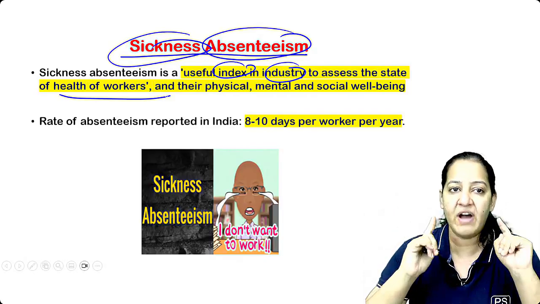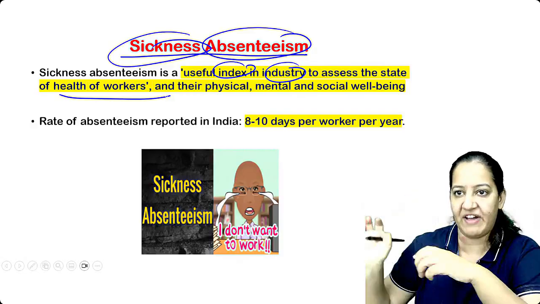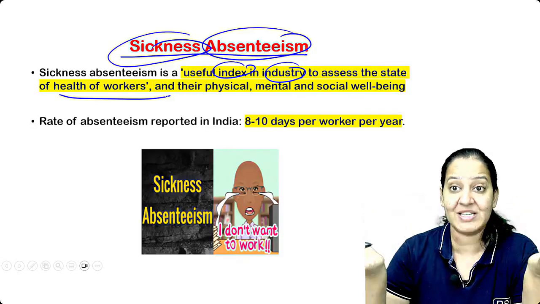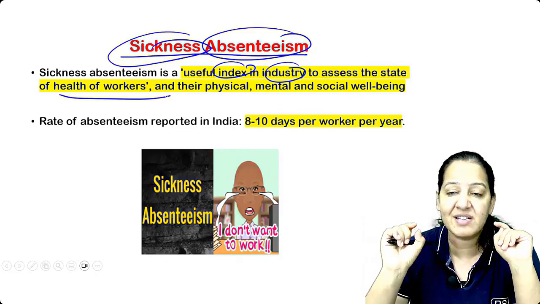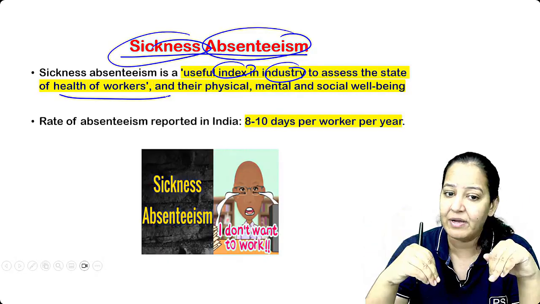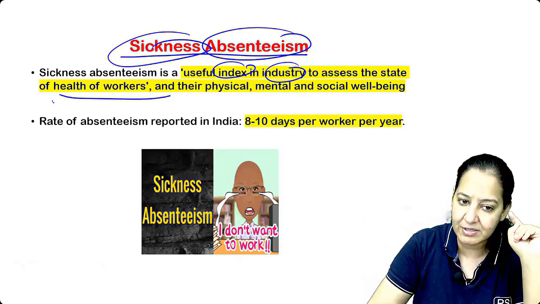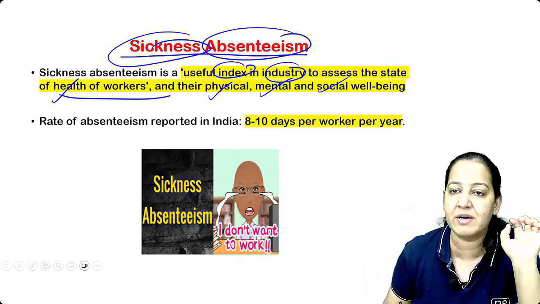Okay. So if I want to judge, I'm having multiple factories A, B, C. Which factory is giving the best health to their workers? So I will check the register of absenteeism. In a factory in which the workers are taking less leave, that means the health of the worker is good. The environment is good. That is providing good physical, mental, and social well-being to the workers.